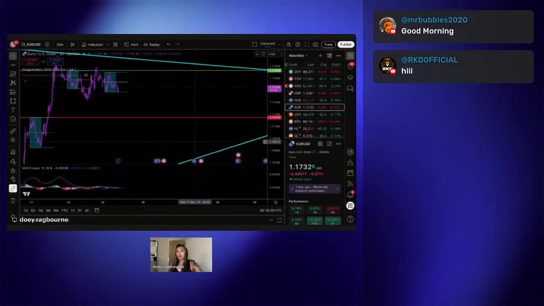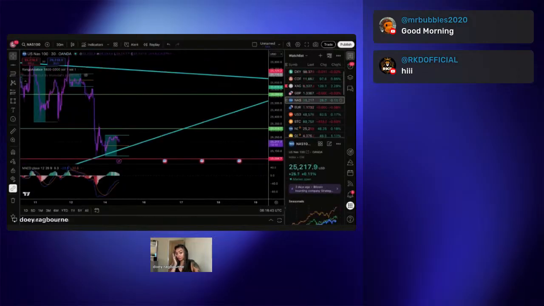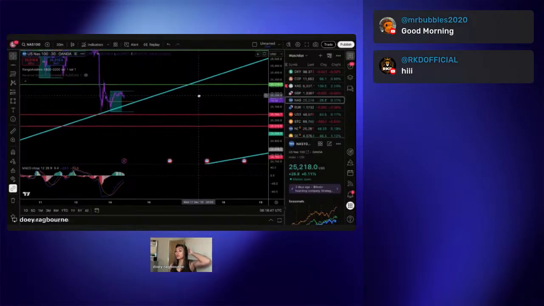Okay, let's have a look at the other pairs that I trade. So I trade NQ as well. Okay, NQ, there's nothing for me on NQ right now. I've already marked up my key zones that I'm waiting for.